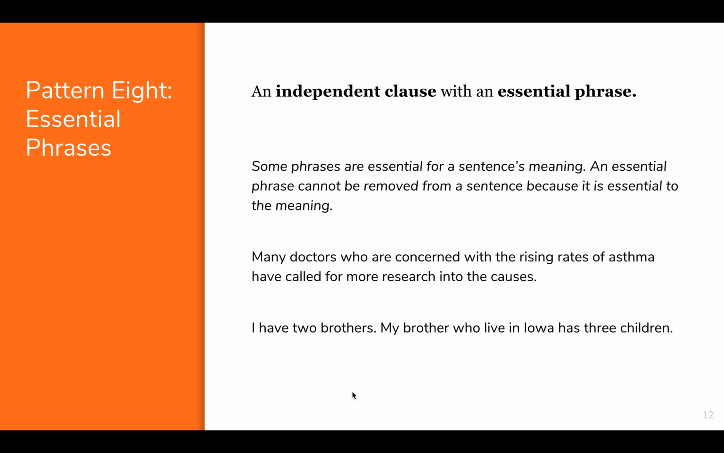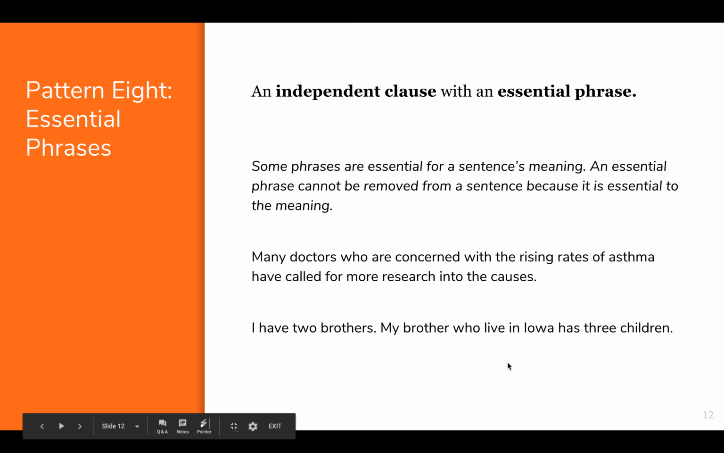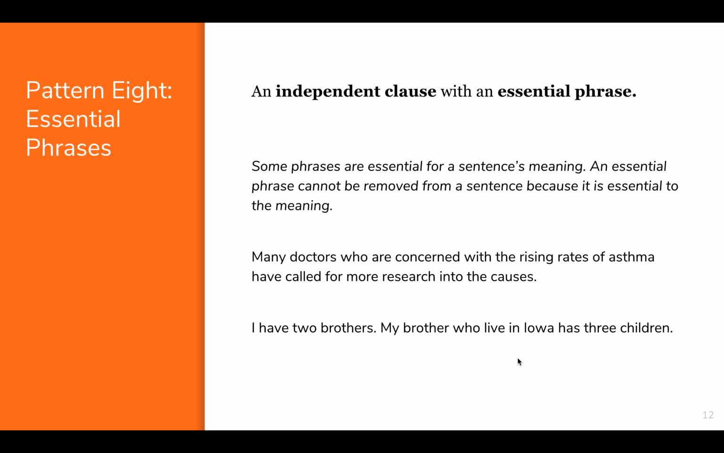Or for instance, I have two brothers. My brother who lives in Iowa has 3 children. For this example, if you had 2 brothers, maybe one lived in another location. So you would include this, the one who lives in Iowa, to identify which of the brothers.